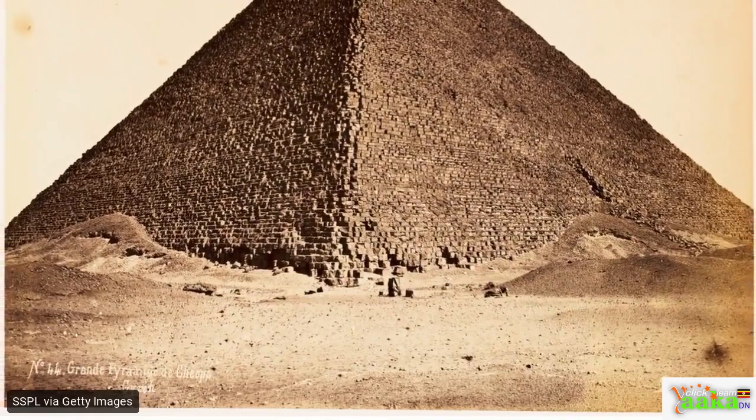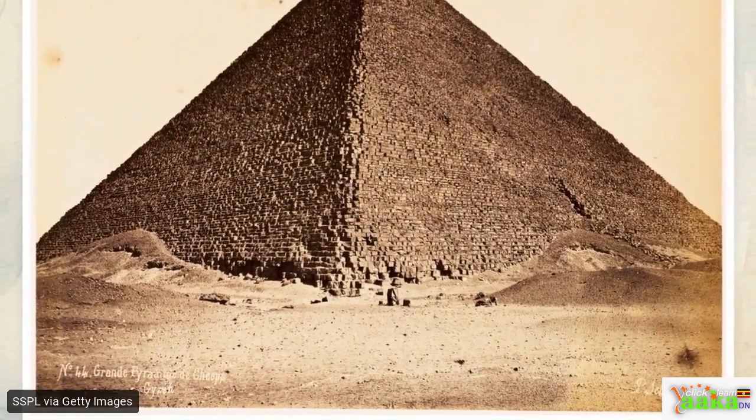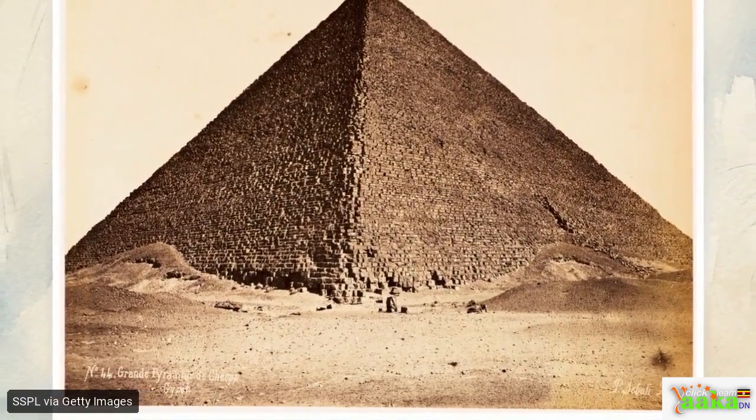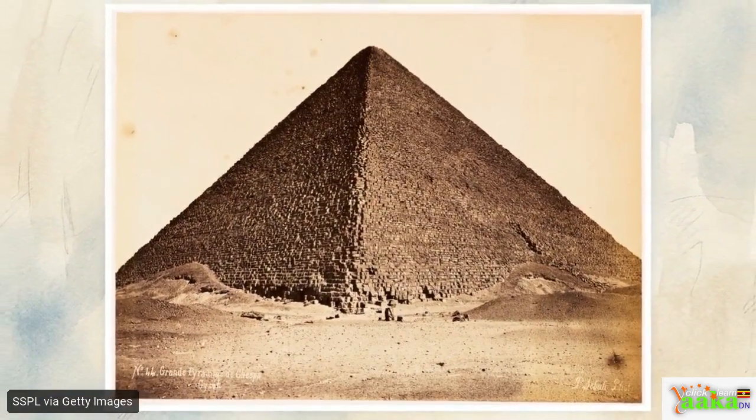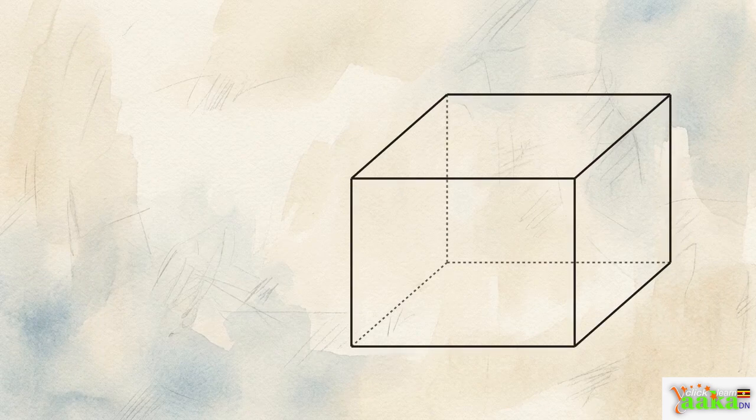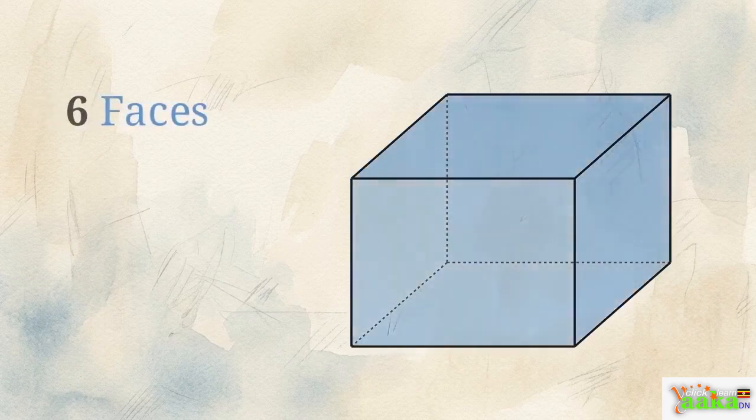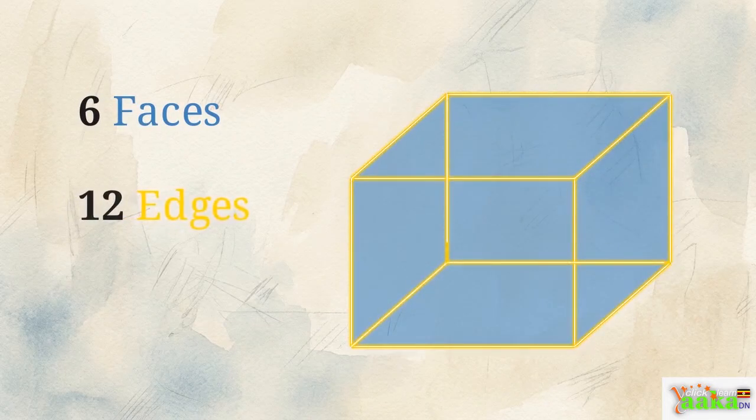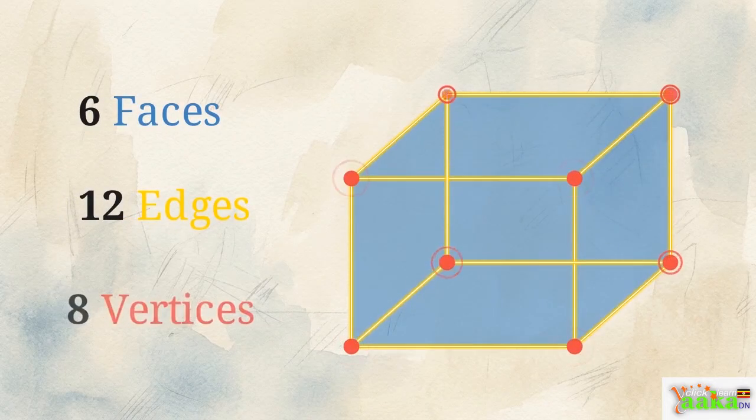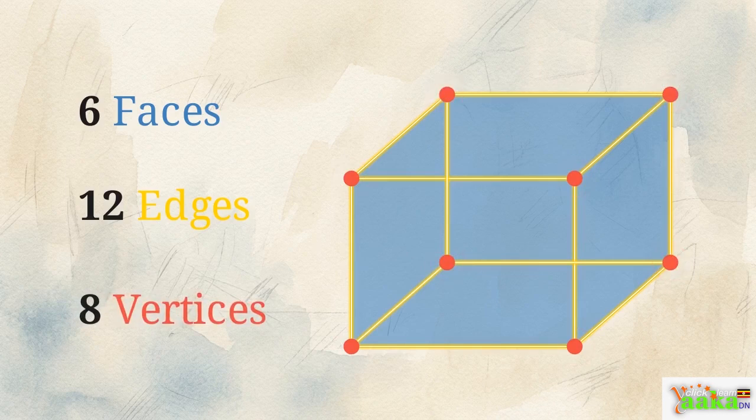Even the Great Pyramid of Giza relies on these same geometric relationships to transform individual faces and edges into a stable, monumental structure. To manage these structures, we look at three specific properties. There are the faces, the flat surfaces that make up the sides, the edges, where those faces meet, and the vertices, the sharp corner points where the edges intersect.